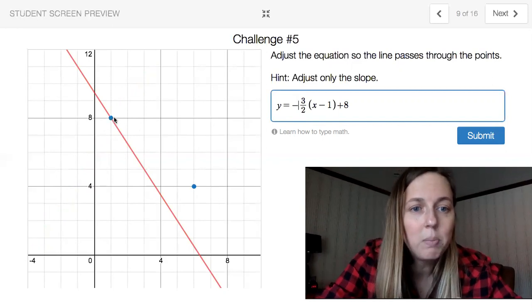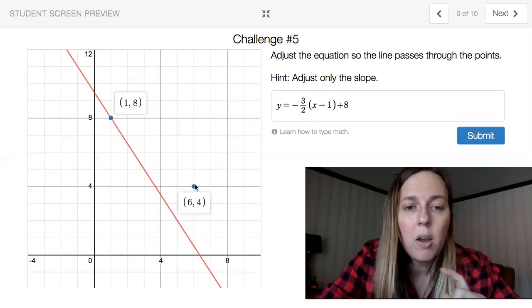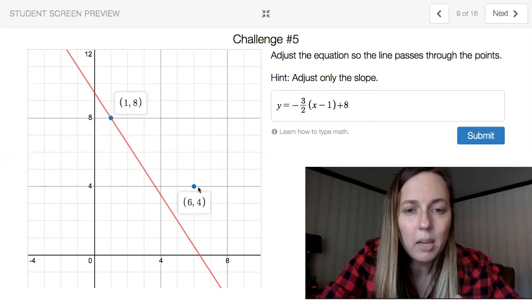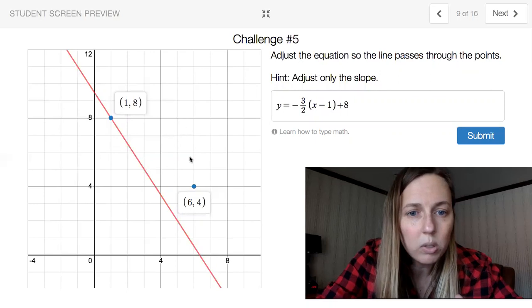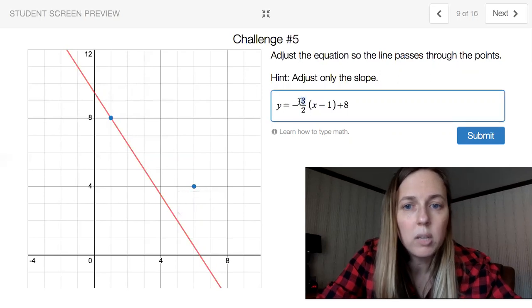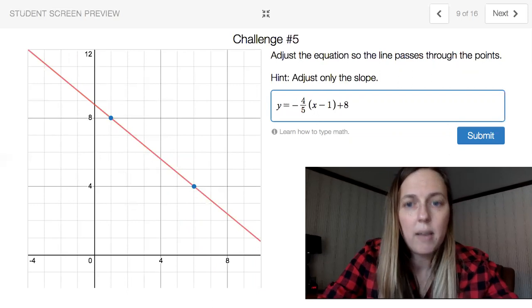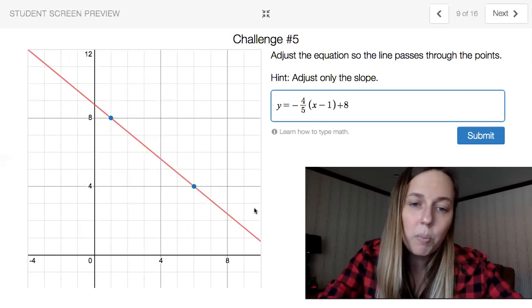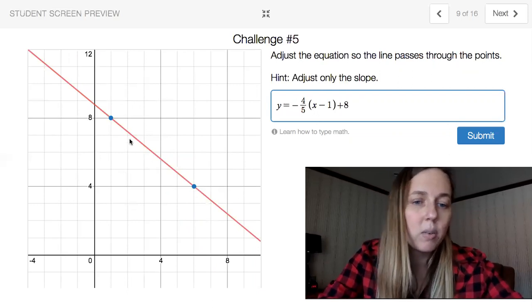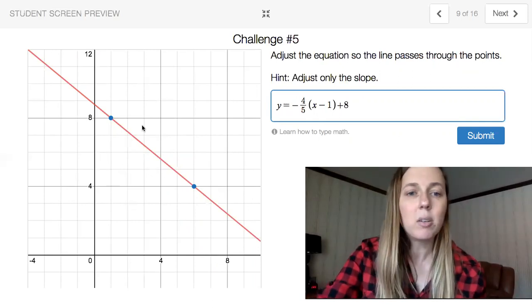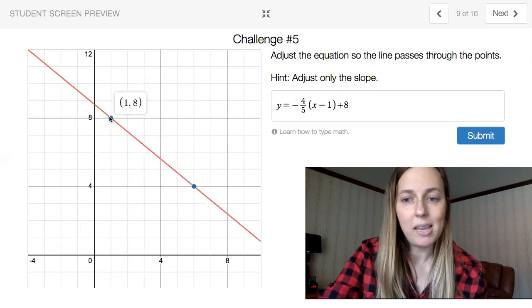So going from this point to this point here, what does my slope need to be? Well, my change in y goes from 8 to 4, so it's going to go down 1, 2, 3, 4. And then my change in x is going over 5, so it should go down 4 over 5. Bam. Now the slope works. It's going down 4 over 5 throughout the line, and it still goes through my target point of 1, 8.